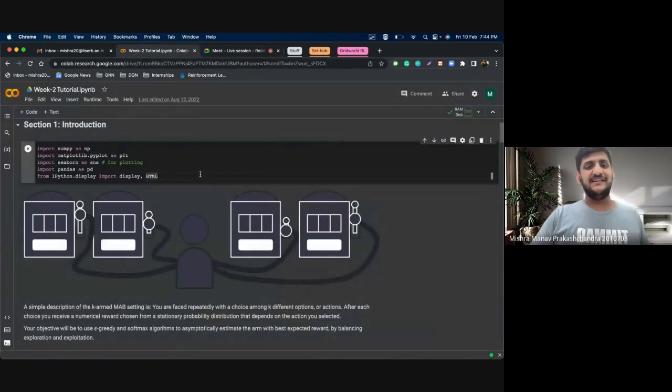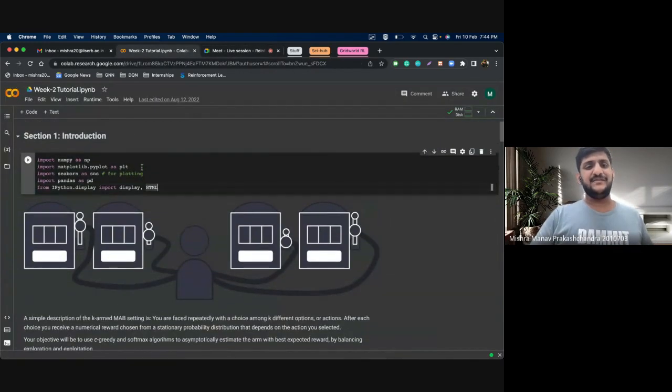So all I'm doing here is importing all the necessary functions, which are for plotting, for seaborn, for pandas, and display part.